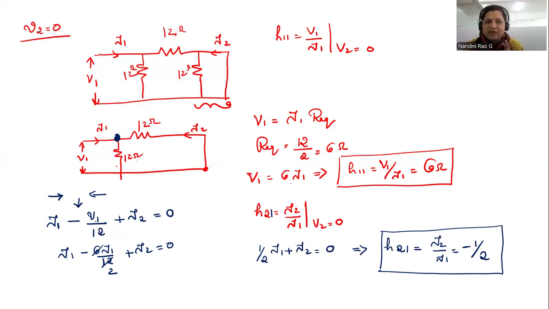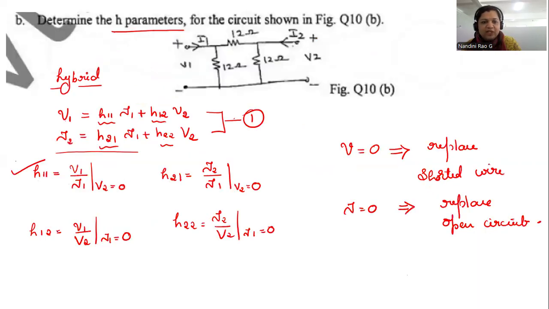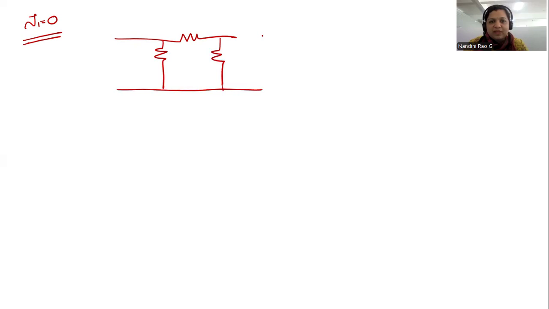So the first part is done when I have taken V2 equal to 0. What I have to do next? I have to take the current as 0, correct? To find H12 and H22. So let's do that. For the next case, let me write I1 equal to 0. That means you have to keep the first port as an open circuit. So here, this one, I'll simply write it as V2 so that it will be easy for us to analyze. Okay, this is an open circuit.